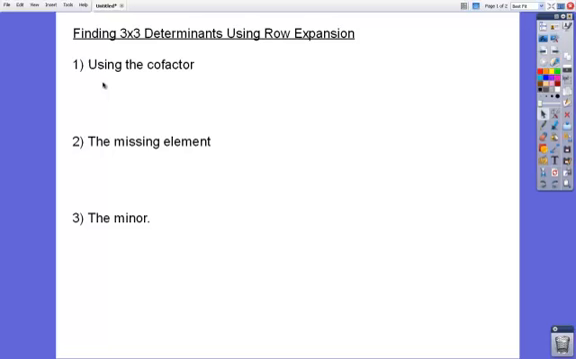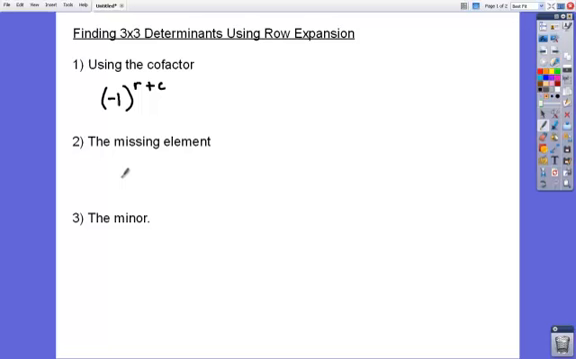Okay, this is a video to help you understand how to find determinants of 3 by 3 matrices using row expansion. Remember, there are three parts to it. The first part is using the cofactor, which is simply going to be -1 times the row plus the column that we're dealing with, and you'll see that in just a second.